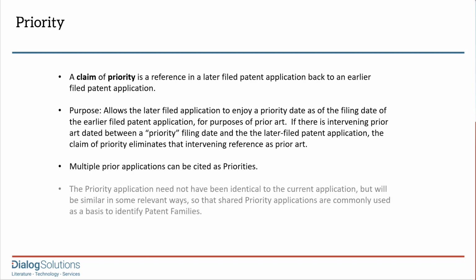The earlier application need not be identical to the new one. The point is that it's similar enough in relevant part to claim an earlier priority on that aspect of the new application. Because of that similarity, that continuity of an idea shared across the patents, it makes sense that many patent databases will use shared priority numbers as a basis for grouping together a patent family. And the way they do that will depend on the database.